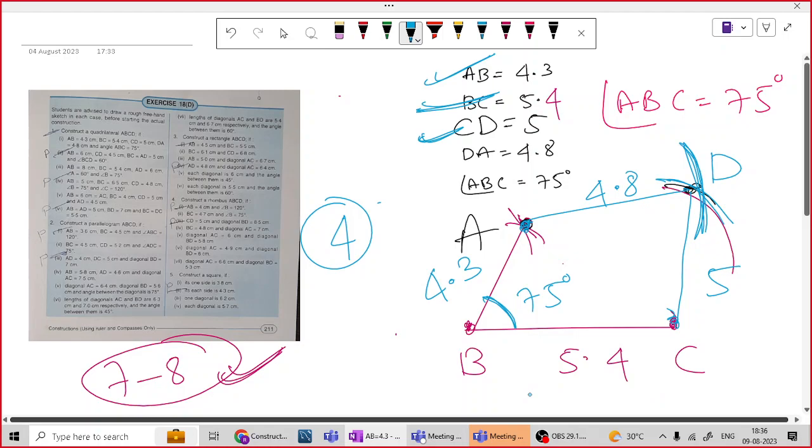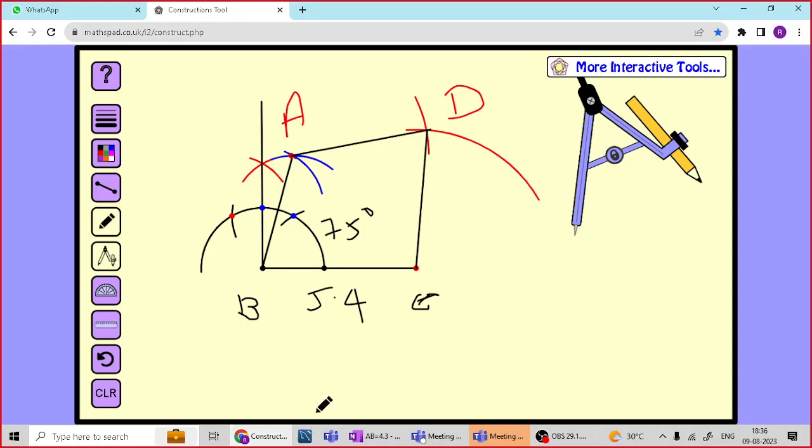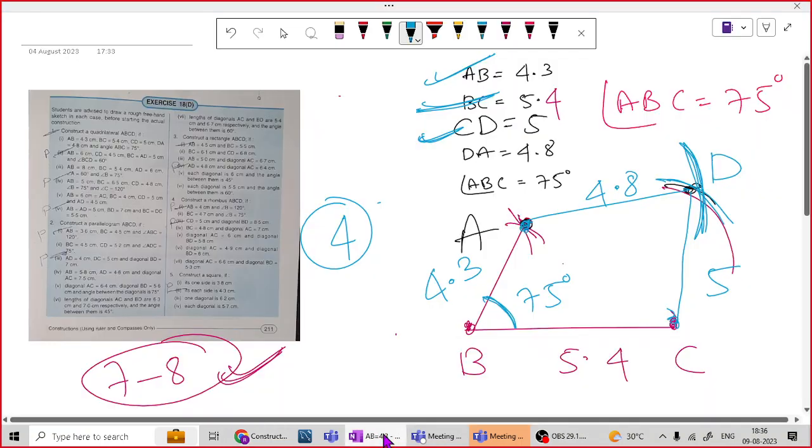Sir, can you show that diagram, sir? Okay. First, we take base BC as 5.4. Only if you take BC, you will be able to draw the 75 degrees line. Draw 75 degrees. After that, CD. Use one value at a time, students. Then from C to D, cut an arc. Then again from A to D, cut another arc. Then join all 4 points. You get a quadrilateral. And this is the figure.